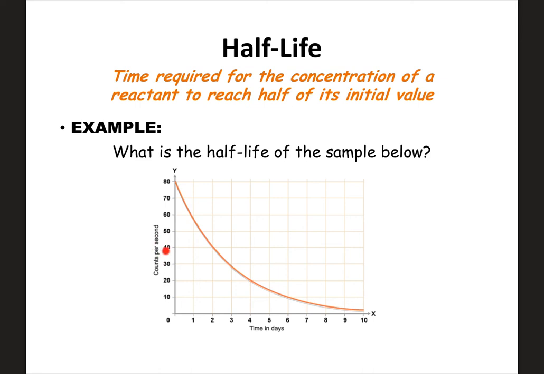Well, if you notice, it took 2 days to get to 40. All right. So half of 40 then would be 20. Let's just confirm that our half-life really is 2 days here. So half of 40 is 20. Does it take another 2 days to get to 20? Well, if you notice, to get to 20, now you're at 4 days. So that would be another 2 days. So it looks like the half-life here is 2 days.